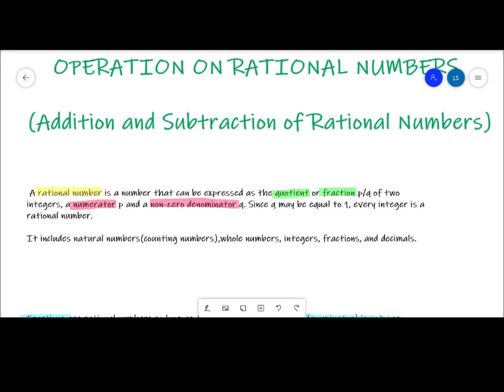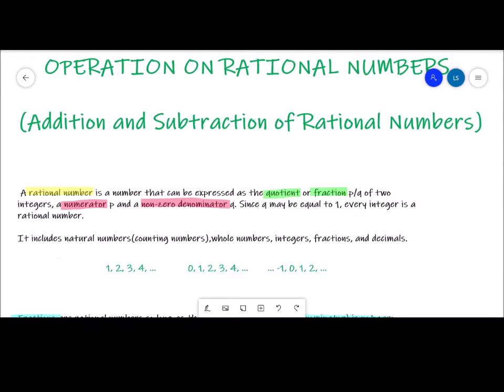In order for us to perform the indicated operation on rational numbers, first we need to know what a rational number is. A rational number is a number that can be expressed as the quotient or fraction p over q of two integers, a numerator p and a non-zero denominator q. Since q may be equal to 1, every integer is a rational number. It includes natural numbers or counting numbers, whole numbers, integers, fractions, and decimals.